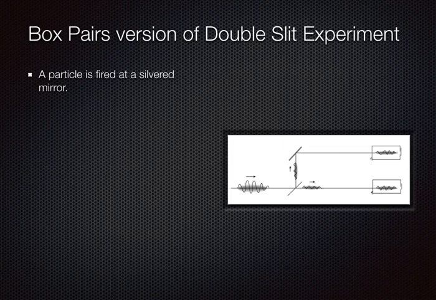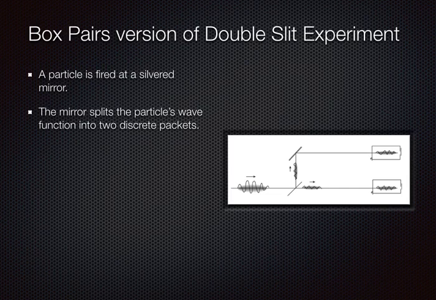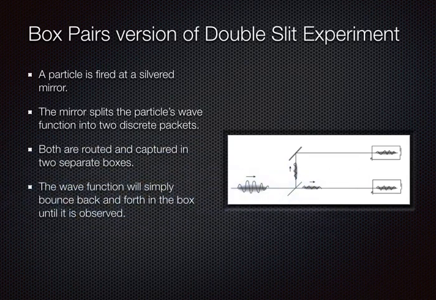It's just going to bounce off the mirror, and we're going to catch them in a box. As soon as they go in the box, we're going to close the boxes, and they're just going to bounce around. We're not going to really know what they're doing. The mirror splits the particle's wave function into two discrete packets. Both are routed and captured in two separate boxes. The wave function will simply bounce back and forth in the box until it's observed.